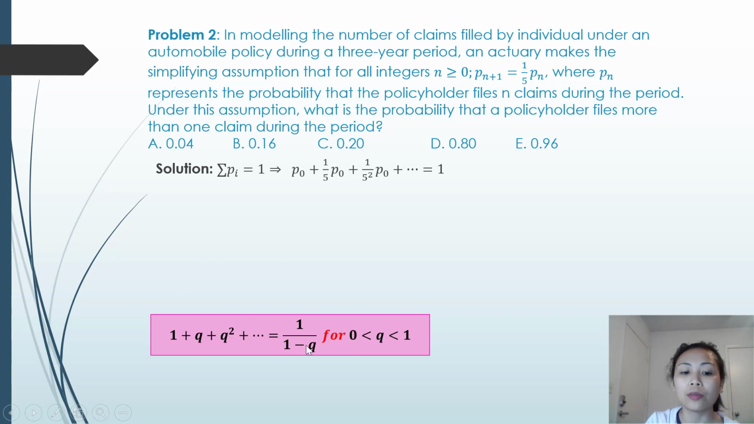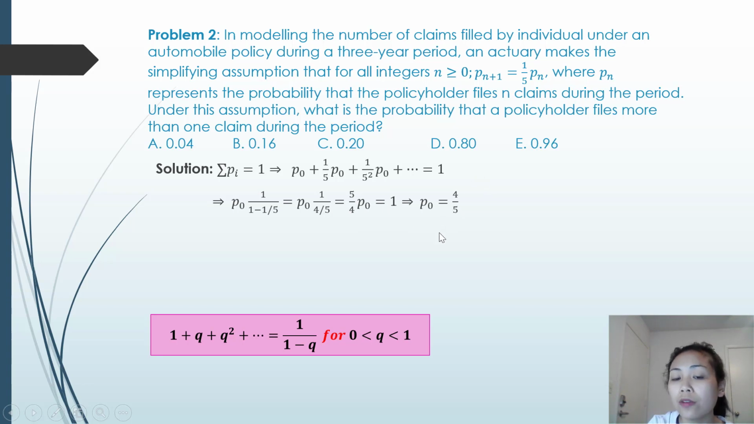So try to memorize this series. So here, if we factor p0 out, we have 1 plus 1/5 plus 1/5 square plus 1/5 cube plus dot dot dot. So using this formula, with q is 1/5, we have 1 over 1 minus 1/5. So p0 times 1 over 4/5 is 5 over 4 p0, and this is 1. So from here we have p0 is 4/5.